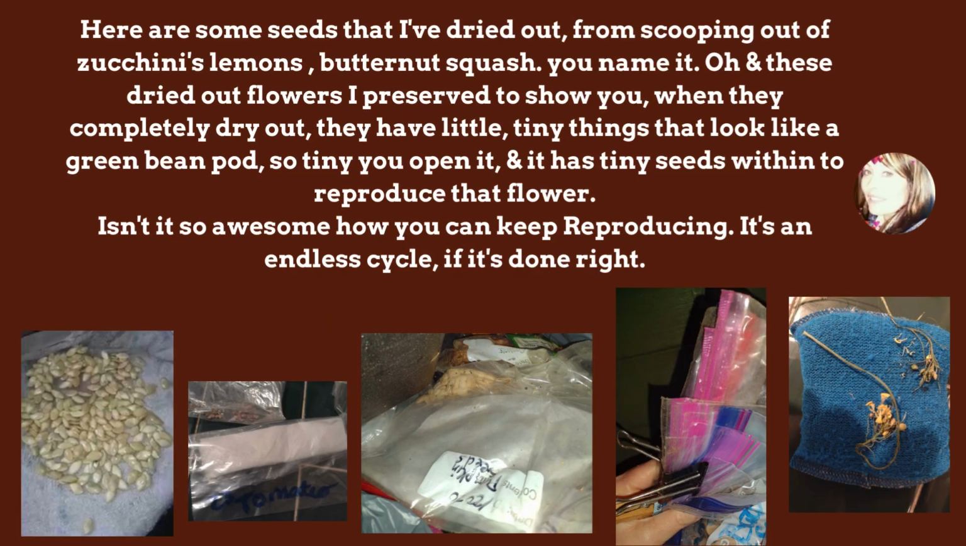Here are some seeds that I've dried out from scooping out of zucchinis, lemons, butternut squash, you name it. Oh, and these dried out flowers I preserved to show you: when they completely dry out, they have little tiny things that look like a green bean pod. So tiny, you open it and it has tiny seeds within to reproduce that flower. Isn't it so awesome how you can keep reproducing? It's an endless cycle if it's done right.